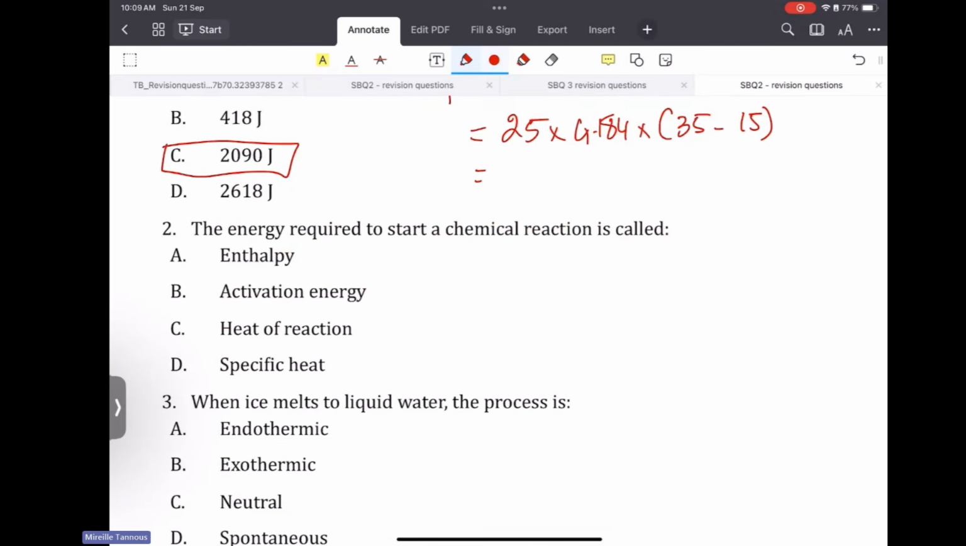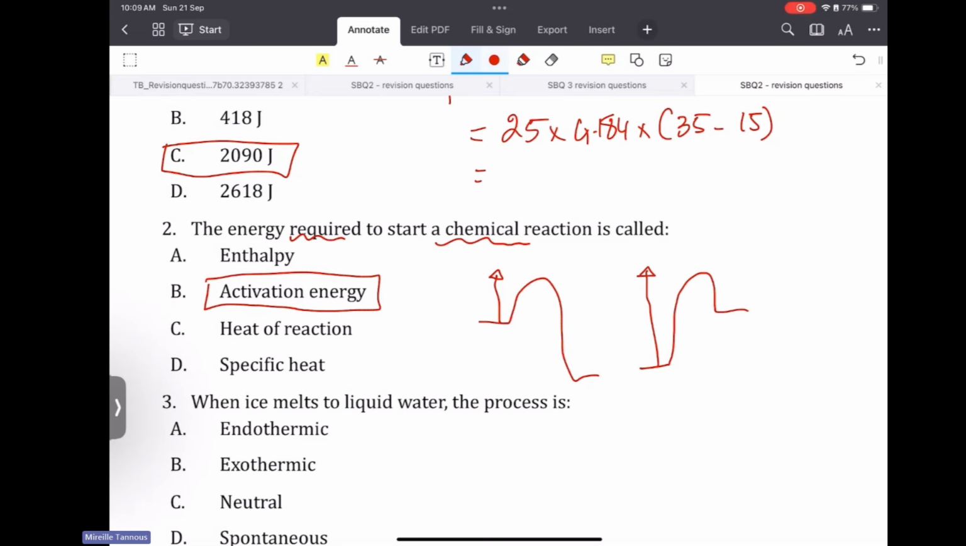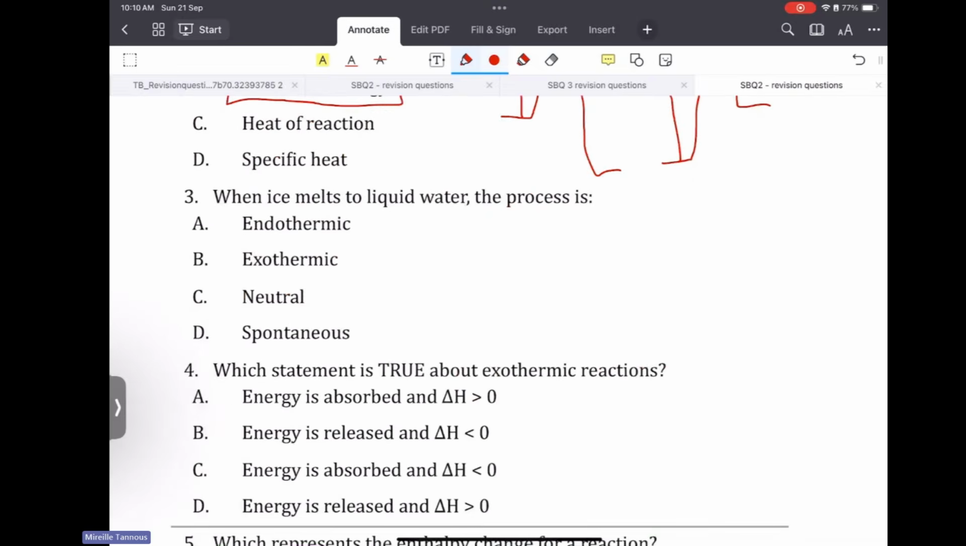Another question, the energy required to start a chemical reaction is called. We're talking about this energy required to start a chemical reaction. So this one is called the activation energy. It's the energy absorbed by the reactants to break their bonds to reach the transition state, the activated complex, and then start forming new bonds. So this, we call it energy absorbed, and we call it the activation energy.